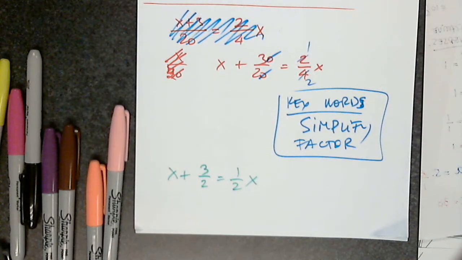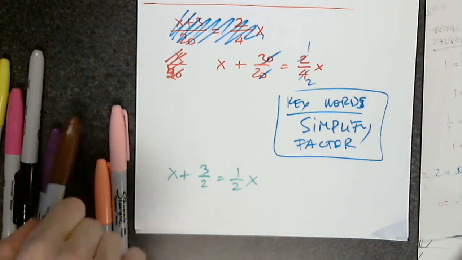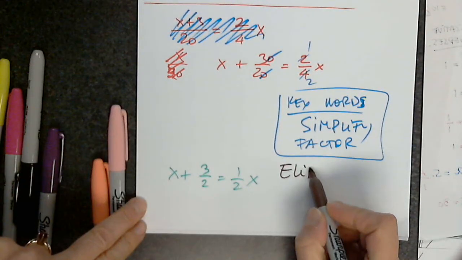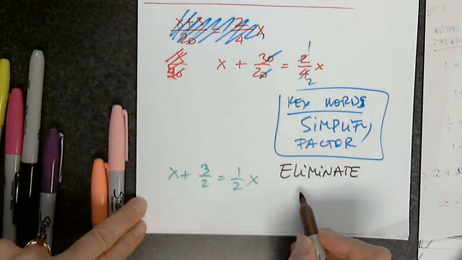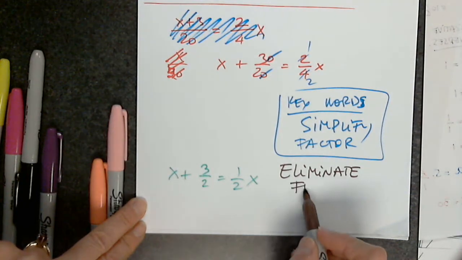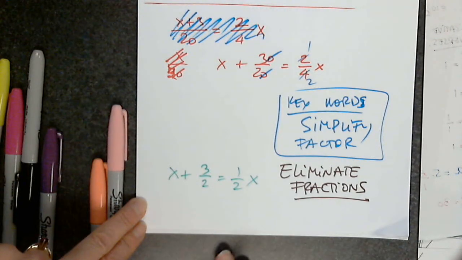Good. So now, what do I want to do? Yes, I can move terms around if I want to. But what I would rather do is eliminate fractions. Good. How do I do that?